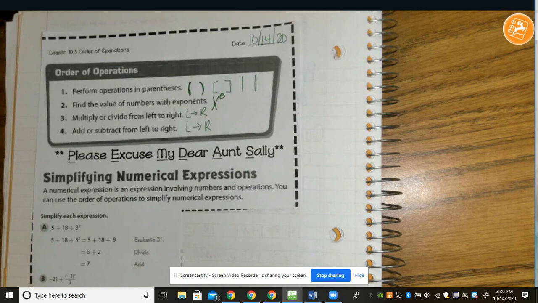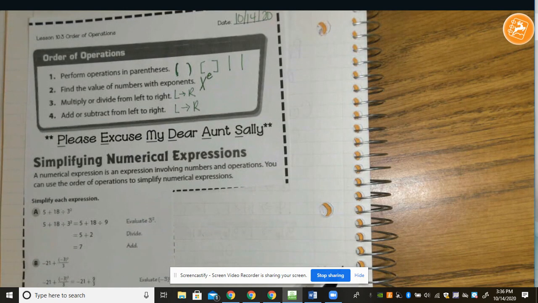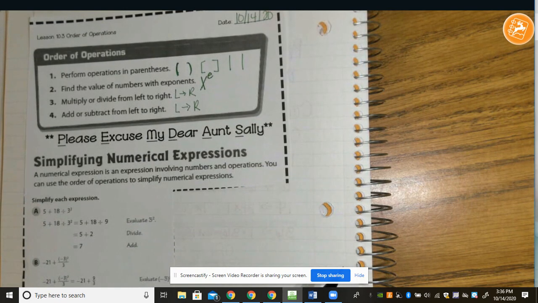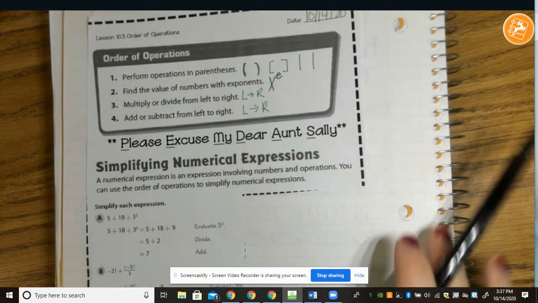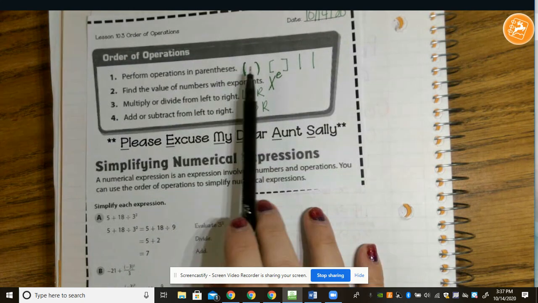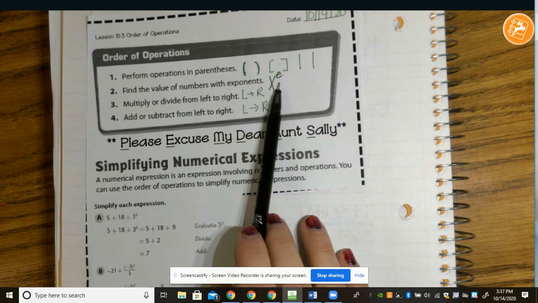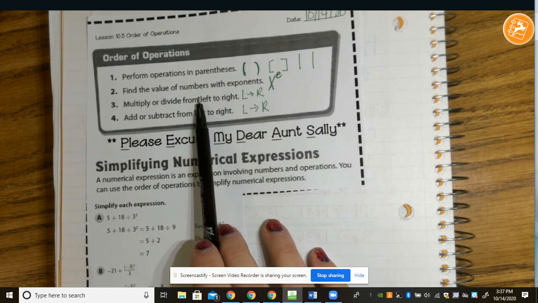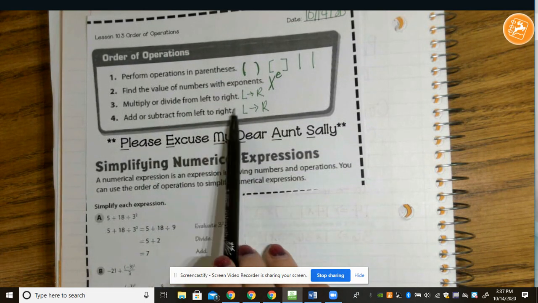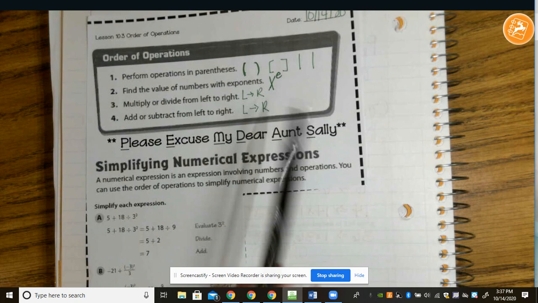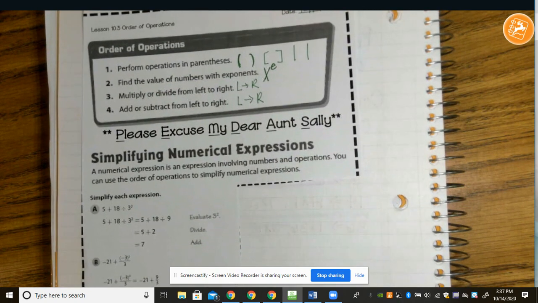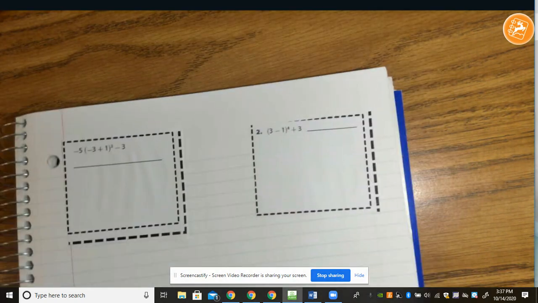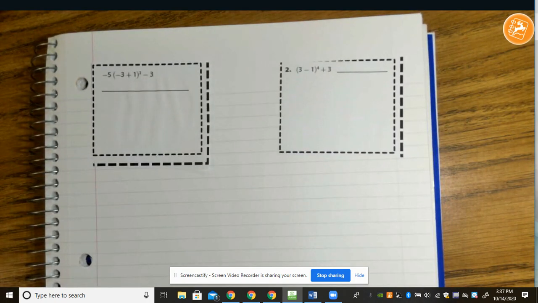So here we go. So again, order of operations. Remember, parentheses comes first, then your exponents, and then you multiply and divide from left to right, add, subtract from left to right. Okay? Now, we're going to turn our page over and we're going to practice these problems. So I'm going to zoom in real quick.